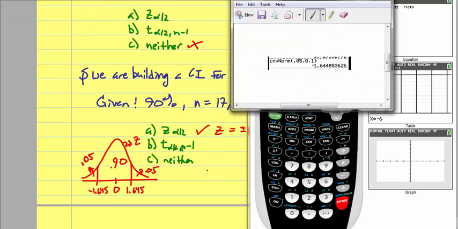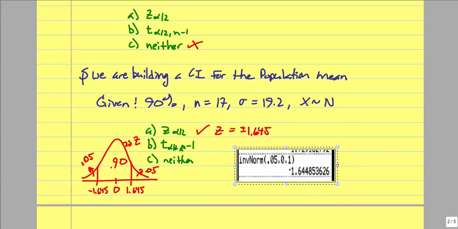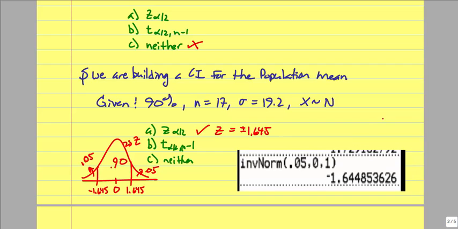Now we don't have an inverse t function on all of the calculators, but remember, I'll post video and solutions or video and directions on how to program your calculator to give you those values. So this would be my value rounded to 3 places, 1.645.